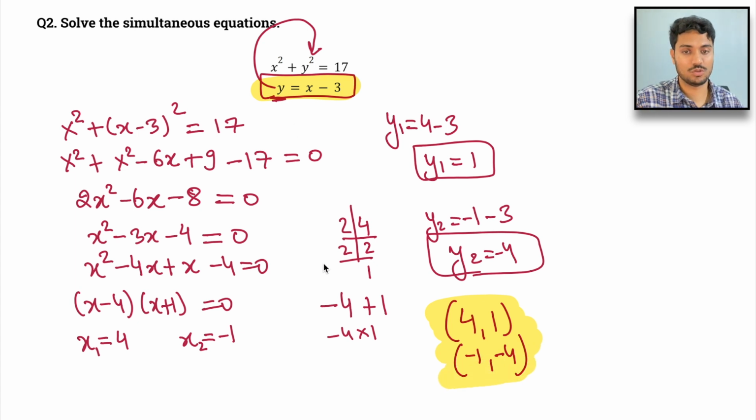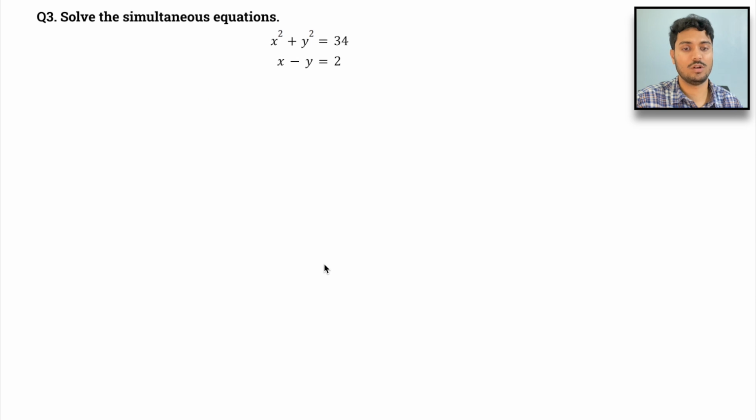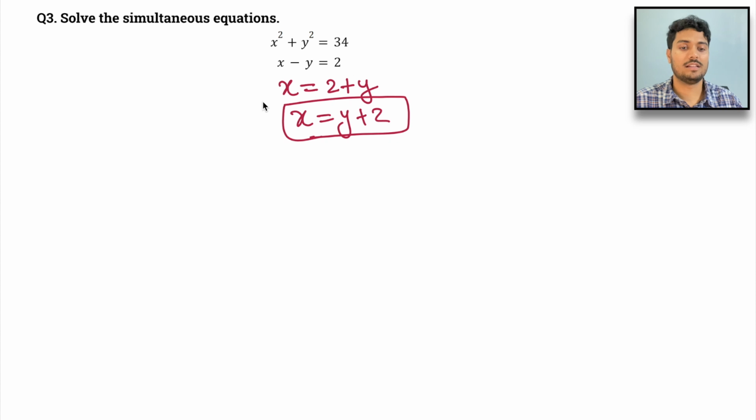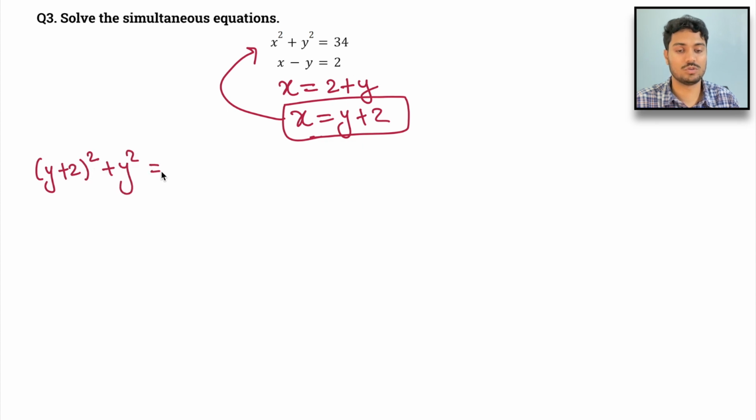Let's move on to the next question quickly. Question number 3, it says solve the simultaneous equation x squared plus y squared equals to 34, x minus y equals to 2. So now let's rearrange the second equation and write it as x equals to 2 plus y. We can also write it as x equals to y plus 2. And let's substitute the value of x from second equation to the first equation. So this is going to be y plus 2 the whole square plus y square equals to 34.